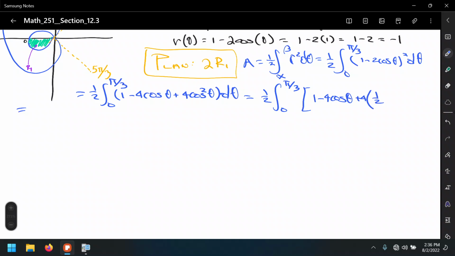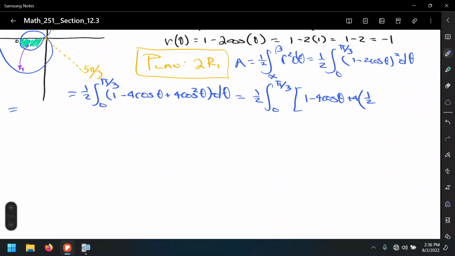times 1/2. Oh, I believe in my notes. Oh man, I forgot. Alright, so that's 4 times 1/2 of 1 plus sine 2 theta with respect to theta.